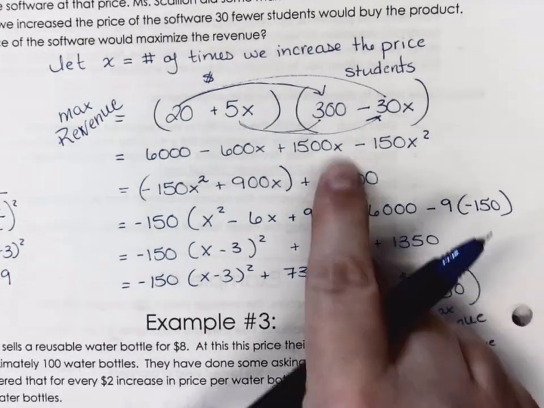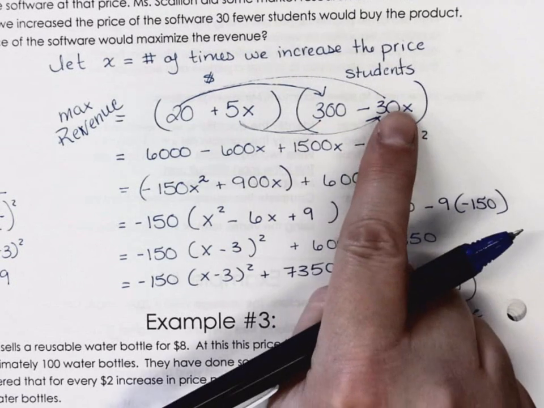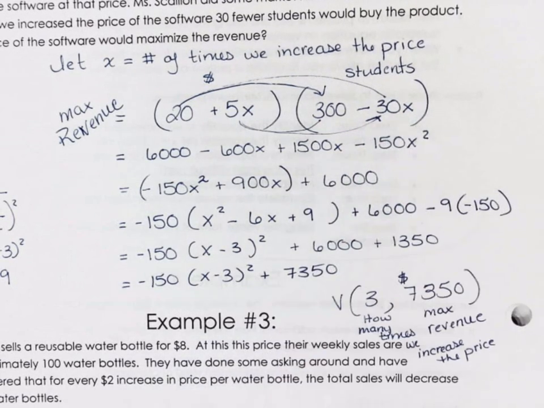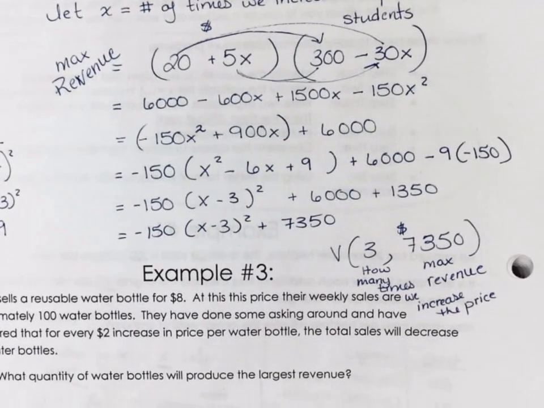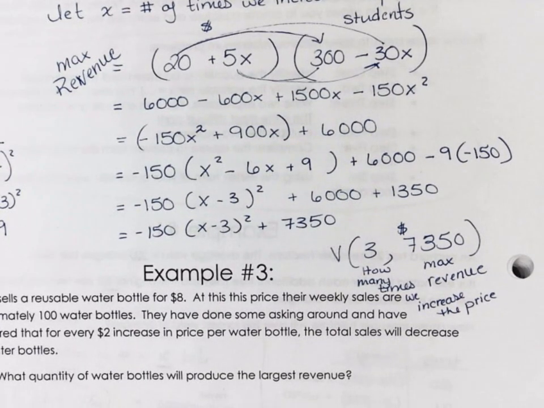But we put the amount of students in, but what does our x represent? Our x represents how many times we increase the price. So that's what they're related to. So how much are we charging per software to get a maximum revenue? $35.